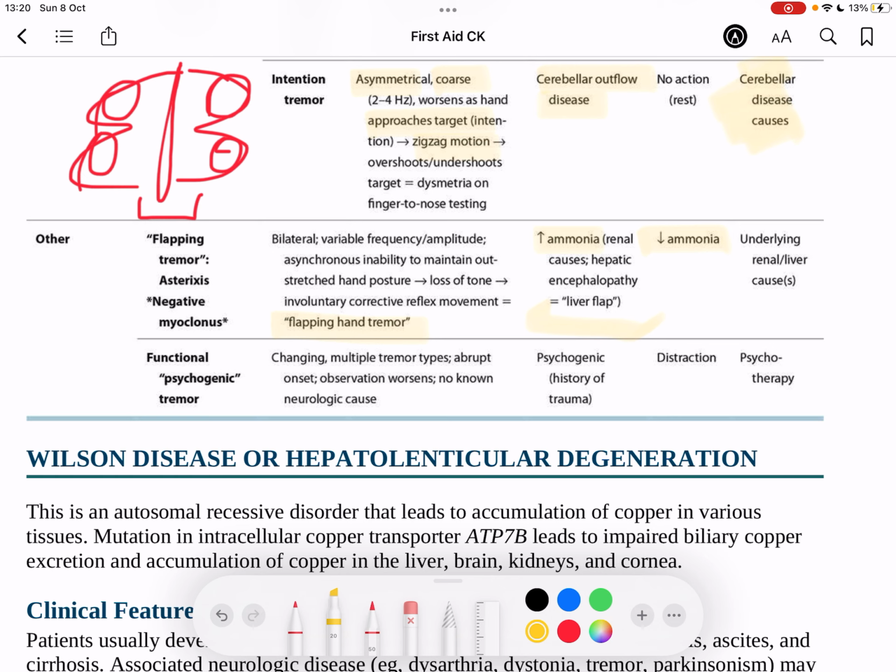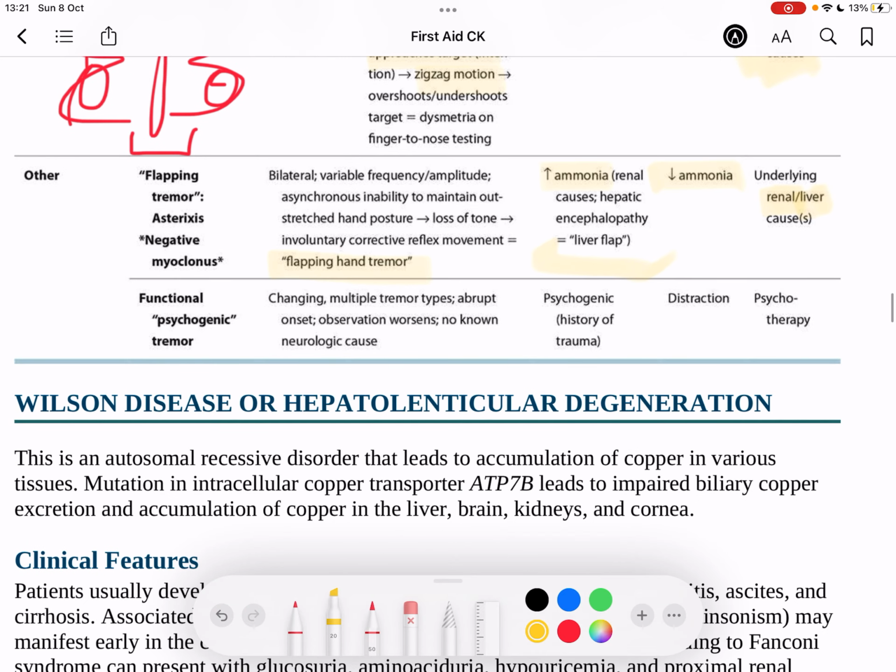And any underlying liver disease, but also renal disease, will be responsible. And then finally, last but not least, we do have a functional psychogenic tremor, and this is essentially more of a psychological problem. But it's multiple tremor types in one. It's going to be abrupt onset with no specific underlying neurological cause. Maybe the patient has a history of trauma, and maybe this is actually part of a conversion disorder instead.